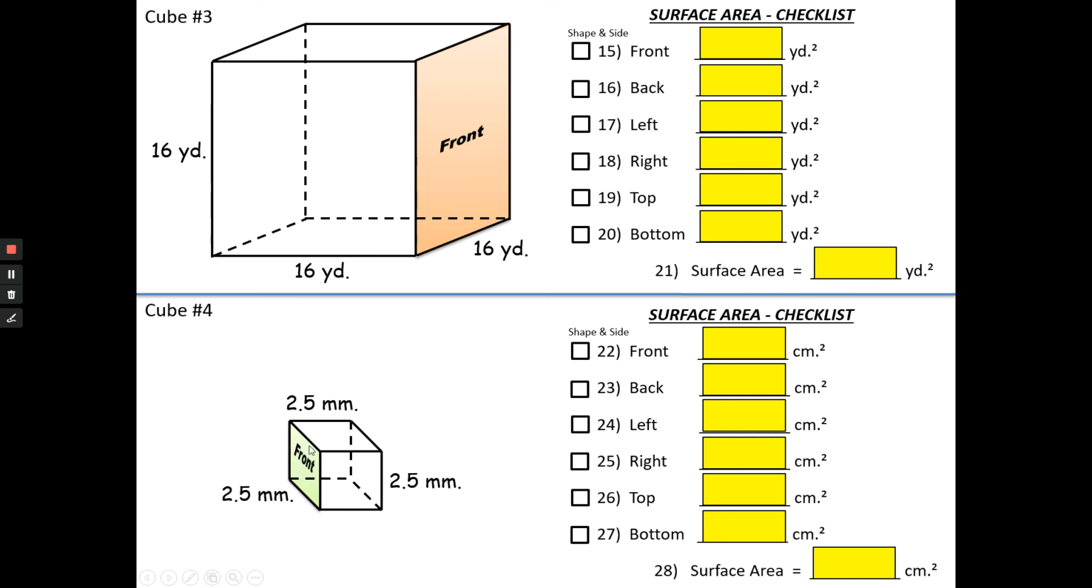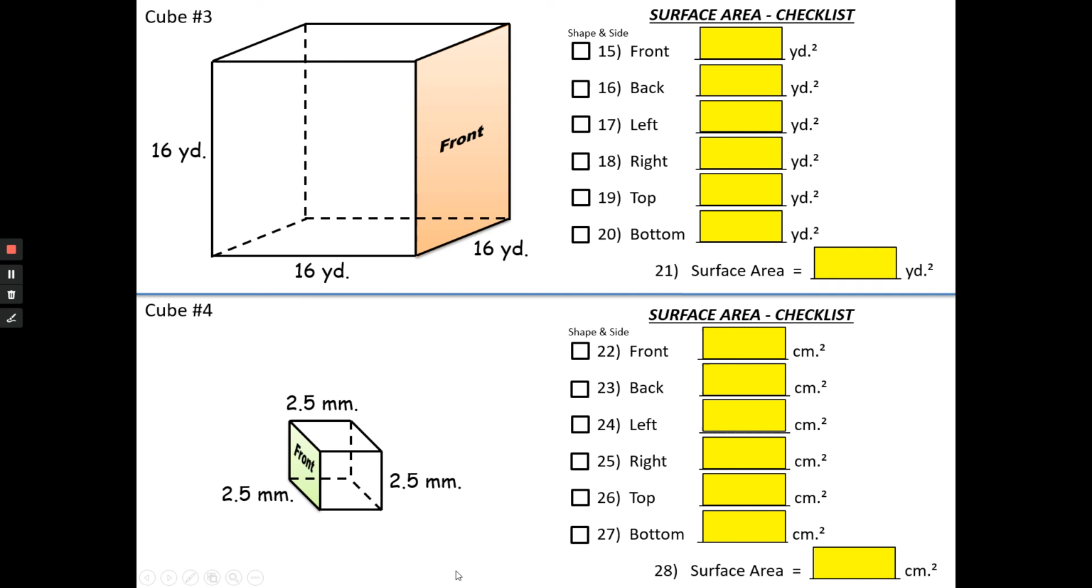This one right here for number 4 is the front. So that means this side back here is the back. So if this is the front, that means this one over here is the left. This one right here is the right. And then you got your top and your bottom.